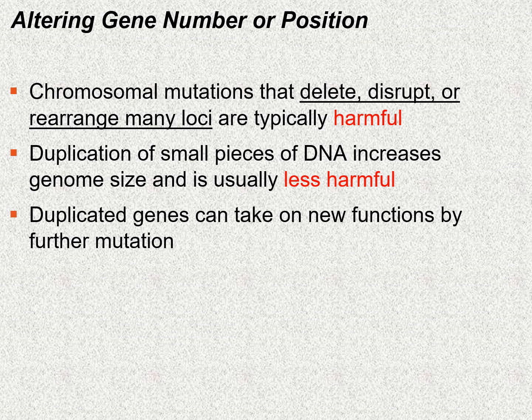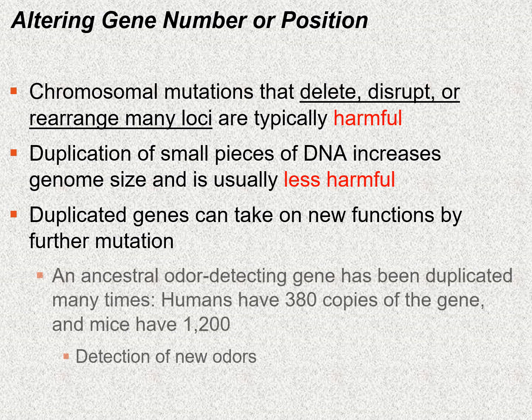Now, duplicated genes can take on new functions by further mutation over time. So once a gene gets duplicated, one of them can keep the same function, but then the other one could change. Of course, they're both going to change over time. They're going to both start to diverge. And one of them can take on a new function.